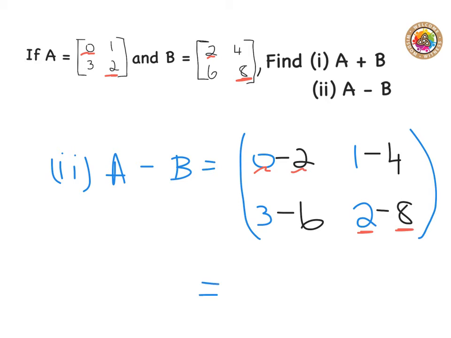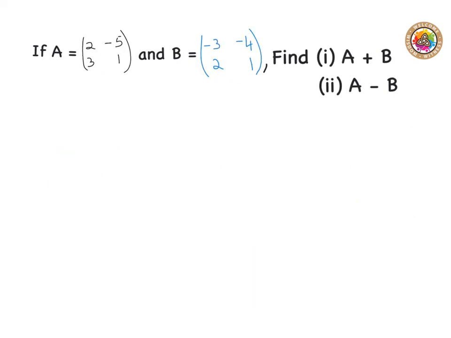And likewise then, 0 minus 2, well, that's going to be minus 2. 1 minus 4 is minus 3. 3 minus 6, that's equally minus 3. And 2 minus 8 is minus 6. And that's our answer for A minus B. Okay, we'll do one more example of a matrix with subtraction for our signs.